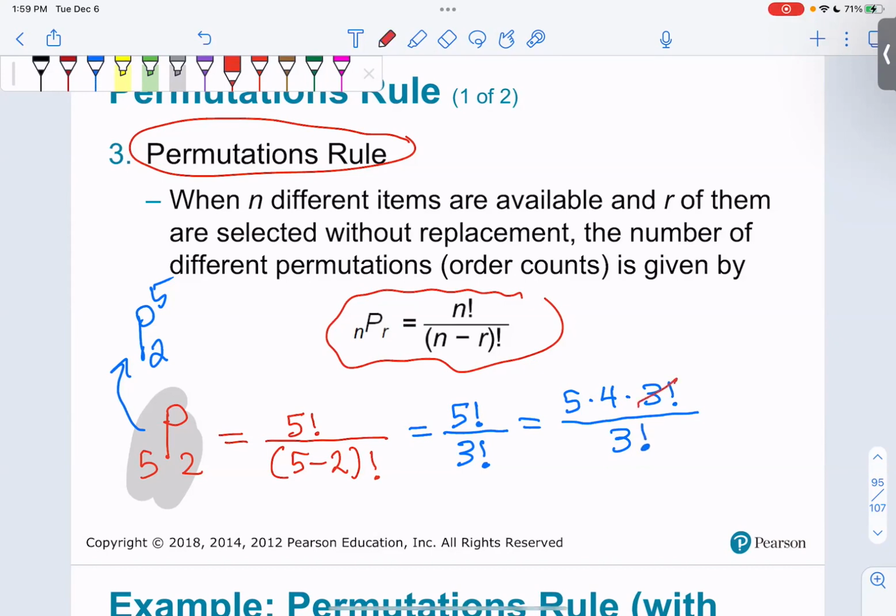So this will cancel this, and then it will be 20. Right? Clear? Clear? So I see it's clear, and is it clear? Okay.